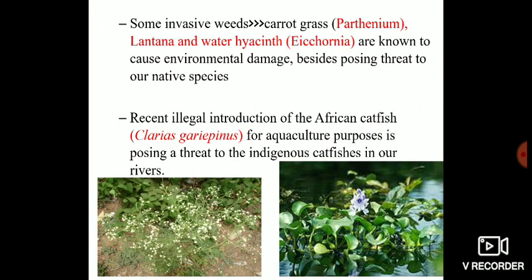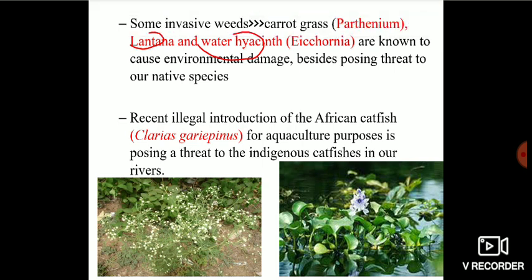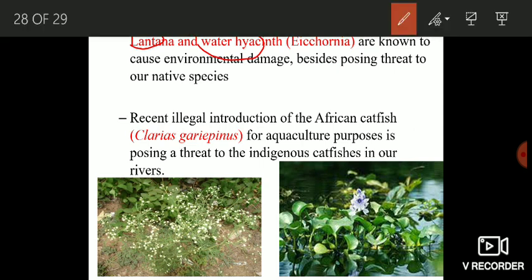You have some other examples. For example, some invasive weeds like carrot grass, which is known as Parthenium, lantana, and water hyacinth. They are known to cause environmental damage, and besides that, they pose a tremendous threat to our native species. All these three species have been introduced from somewhere else into our country.